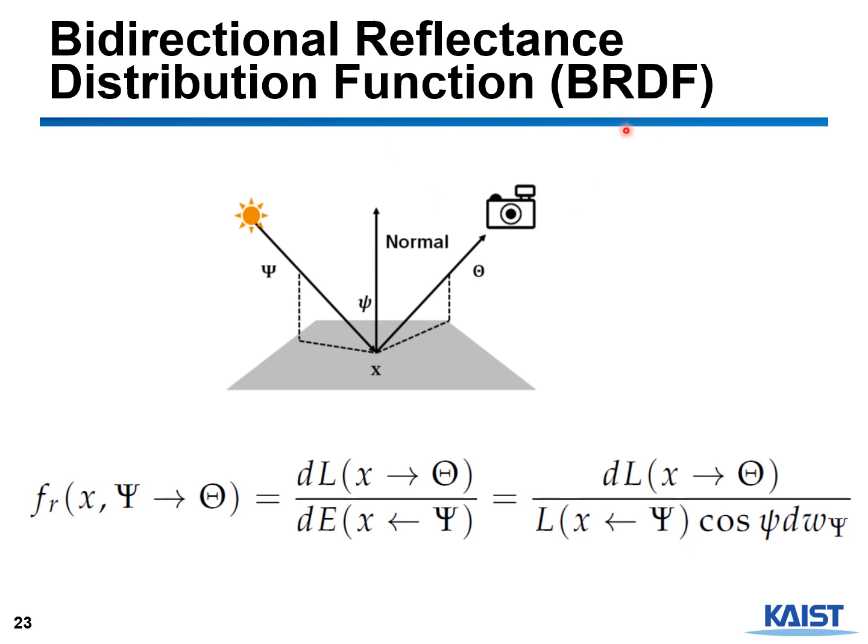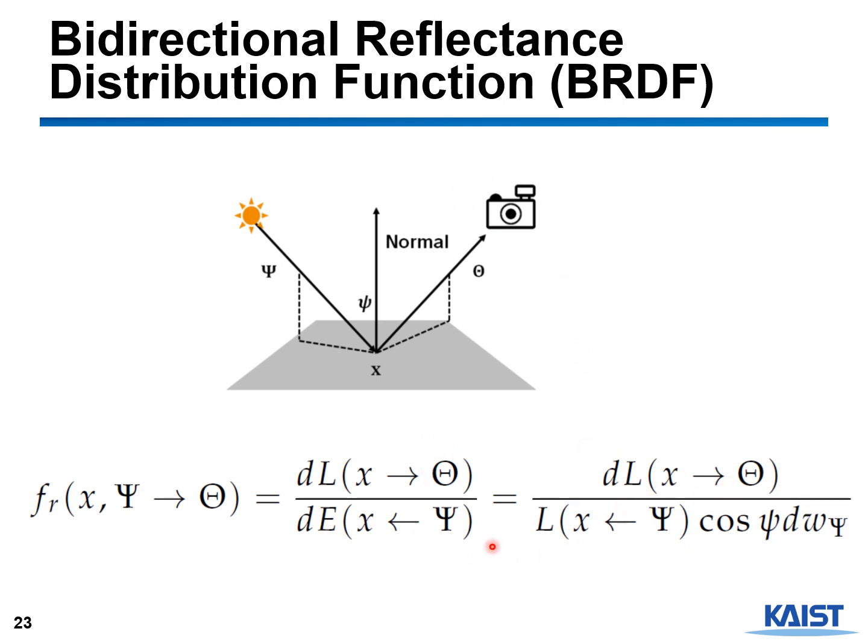Then how can we define this BRDF function? The BRDF here is defined by f_r, where the input is x, the energy coming from the incoming side psi, and the outgoing angle theta. This is defined by the radiance value emitting from x to that direction, here I use the notation dL from x to theta, and the incoming energy dE at x from psi. Basically, this is the irradiance value and this is the radiance value, which we can measure with the camera.